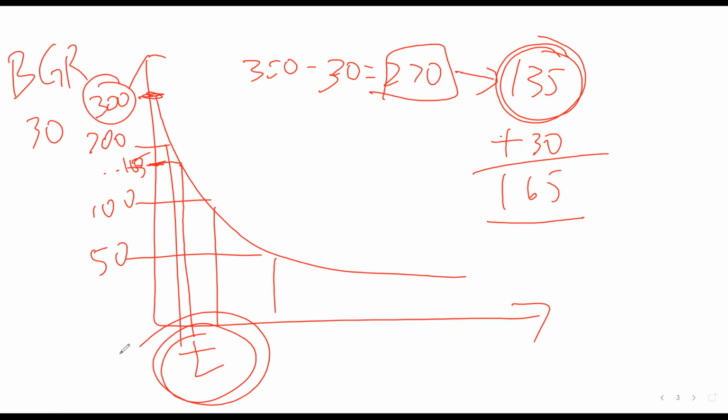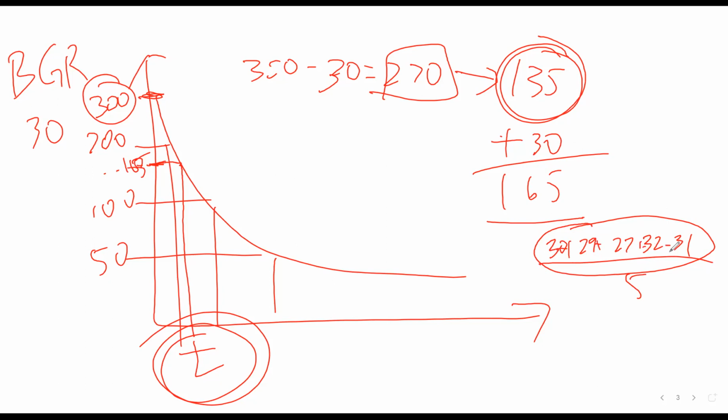It'll be different every time. Oh, one more thing about background radiation. If they give you a graph where the background radiation becomes 30, 29, 27, then 32, then 31, you have to find the mean of this. So you plus them all together, then divide by the number of readings, which is 5.